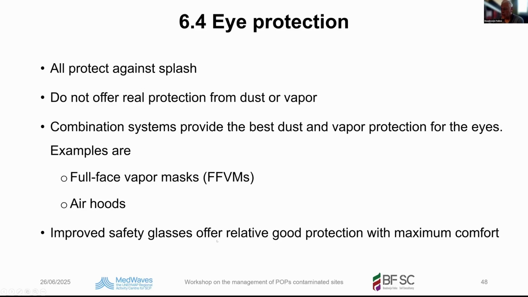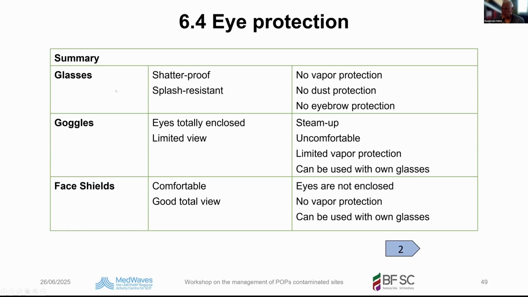Improved safety glasses offer relatively good protection with a maximum of comfort. Eye protection glasses: shatterproof, splash resistant, no vapor, no dust, no eyebrow protection. Goggles: eyes totally enclosed, limited view, steam up, uncomfortable, limited vapor protection, can be used with your own glasses if you wear glasses. Steam up is the condensing of your sweat on the glass of your goggles. You get condensation and then you don't see. You understand what I'm saying?